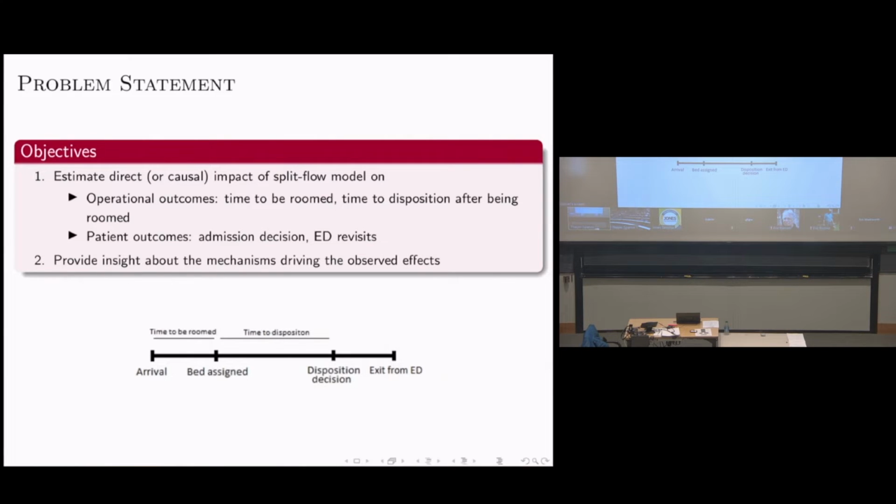And then for patient outcomes, we looked at admission rates. So how is split flow impacting the decision to admit or not, the probability of admitting. And finally, ED revisits. Now, how many of you have heard of what an ED revisit is? Students, mostly. You have a single raised hand. So ED revisits refers to when the patient leaves the ED and comes back within a certain time frame. If you specify a time window, say a 3-day ED revisit, the hospital is interested in how many patients come back to the ED within 3 days after leaving. The idea behind measuring that outcome is that, though there's some debate about this, it could be an indicator of quality of service in the ED.